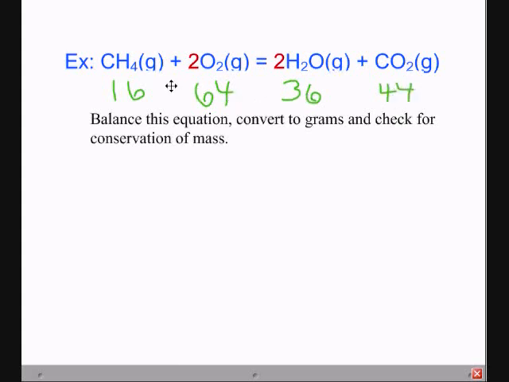I think you can see that 16 plus 64 in the reactants, surprise, surprise, equals 36 plus 44 grams in the products. I'm going to put grams there so we don't forget. This is mass. Conservation of mass holds if you correctly balance an equation.